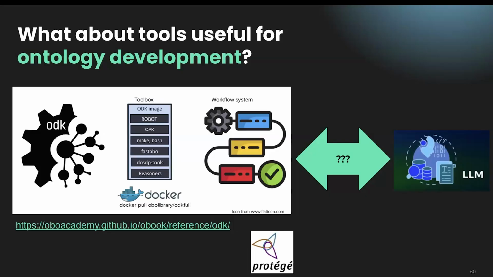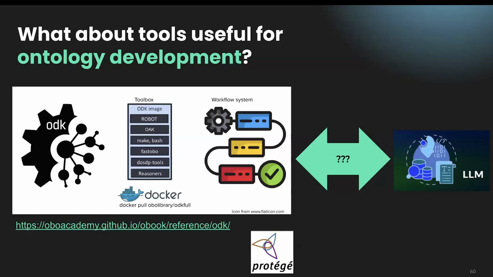This has been covered in many other tutorials we've had in ICBO in the past, and I know many of you are making use of some of these at the moment. But just to give you a brief summary, we have something called ODK, the Ontology Development Kit. It's essentially a Docker container that you can run on your laptop or your work machine, and it can also be executed via the GitHub Actions system as well.